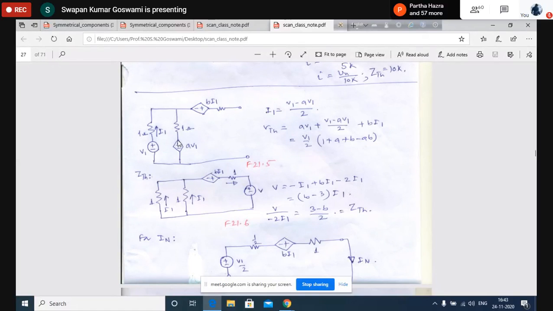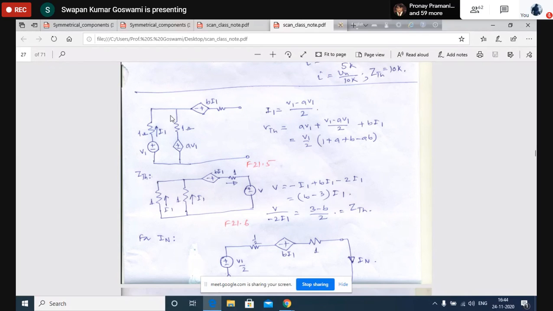I am moving from here to here. The rising voltage is AV1. From here to here, obviously this is the direction of current from top to bottom. From this terminal to this terminal, there will be a rise in potential because current actually will flow from a higher potential to a lower potential.